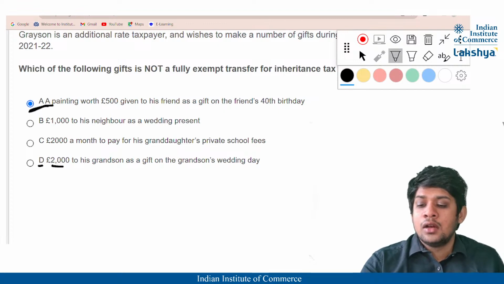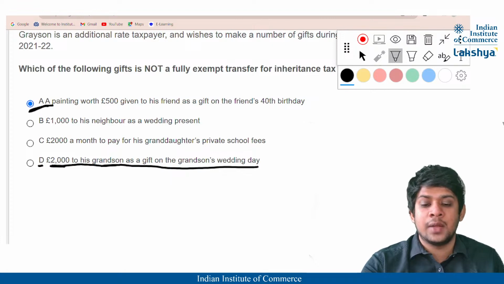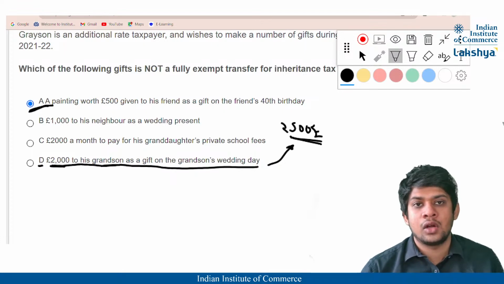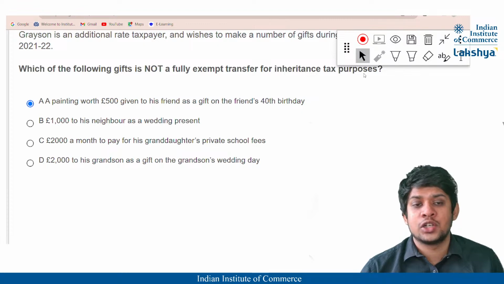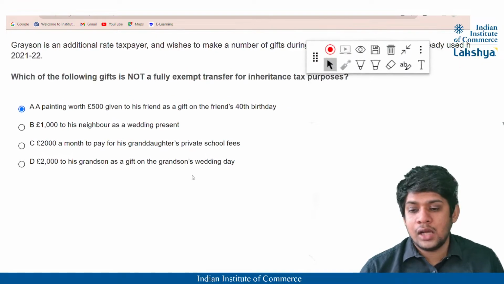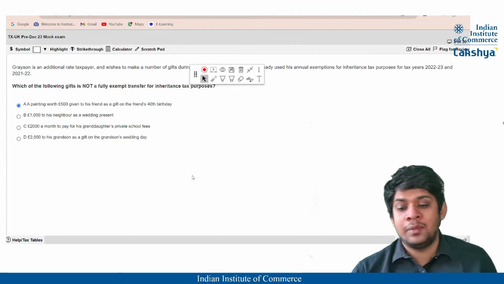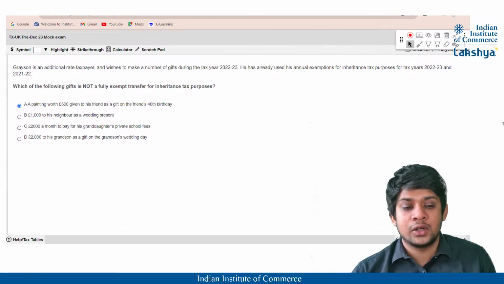Okay. B, £2,000 to his grandson as a gift on the grandson's wedding day. As I told you guys, grandparents and the spouse are allowed up to £2,500 of gifts on the wedding day, provided the wedding should be happening. The wedding should be conducted, I mean, it should be occurring to ensure that the gifts are given solely for the purpose of the wedding. So I think everything else is exempt. Only A will be taxable. I hope, guys, it is clear to you all.